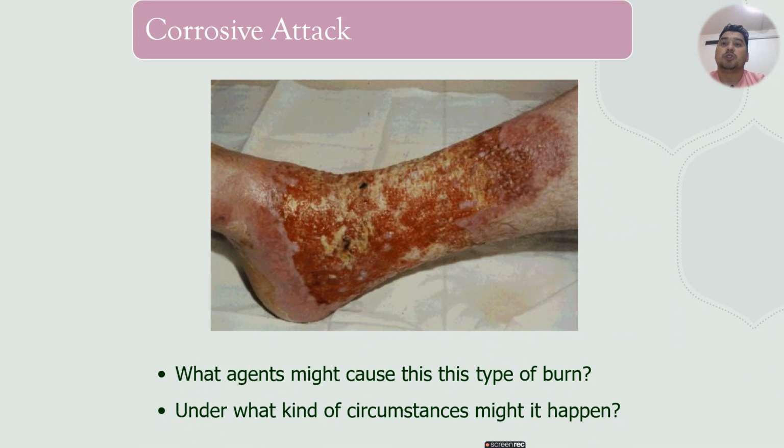Corrosive attack. What agents might cause this type of burn? Whenever people come into contact with corrosive chemicals or corrosive agents, they will get a corrosive attack. And in what kind of circumstances might it happen? When people suddenly come into contact with a corrosive chemical, or in any emergency or accident, these things can happen.